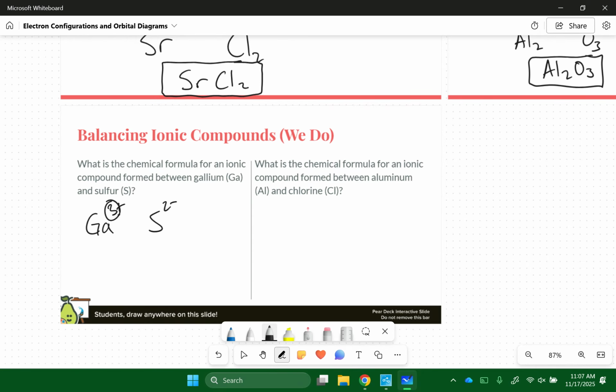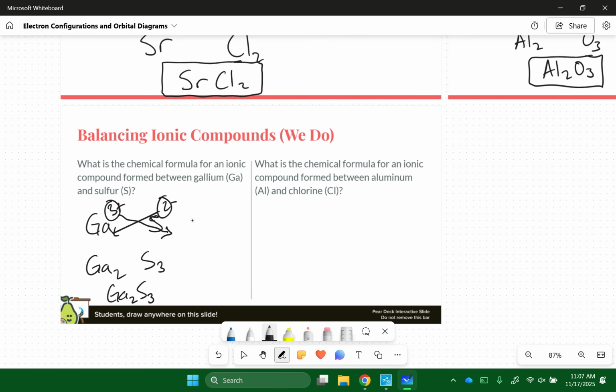Okay, we're going to do the crisscross method. My S kind of got covered up right here. Let's try and clean that up a little bit. Okay, so gallium gets the 2, sulfur gets the 3. So my formula is going to be Ga2S3.